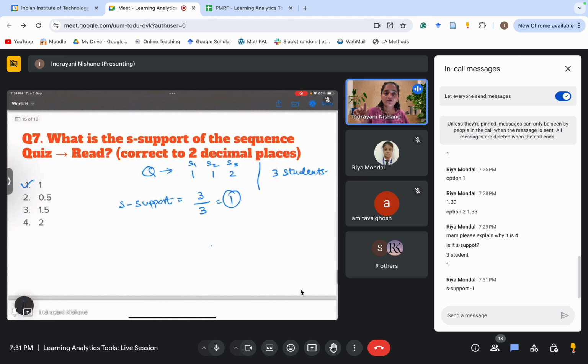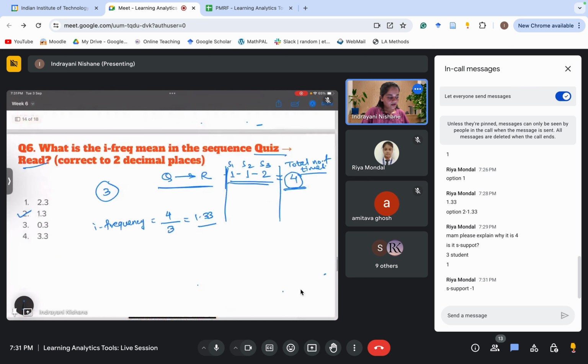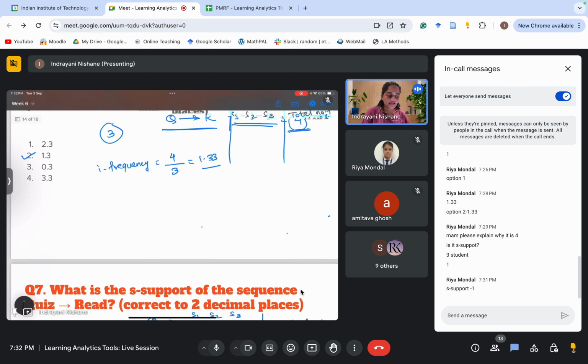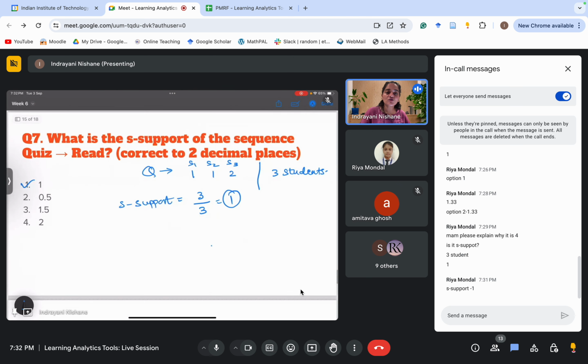So for S support, we will always consider the number of students having that particular action, and for I frequency, the number of times that particular action sequence occurred. So for I frequency we consider how many times that particular sequence has occurred, and in S support we consider for how many students it has occurred, out of total students. So if S2 wouldn't have had that particular sequence, then we would have considered 2 only. 2 out of 3 would be our S support. Yes, Riya?